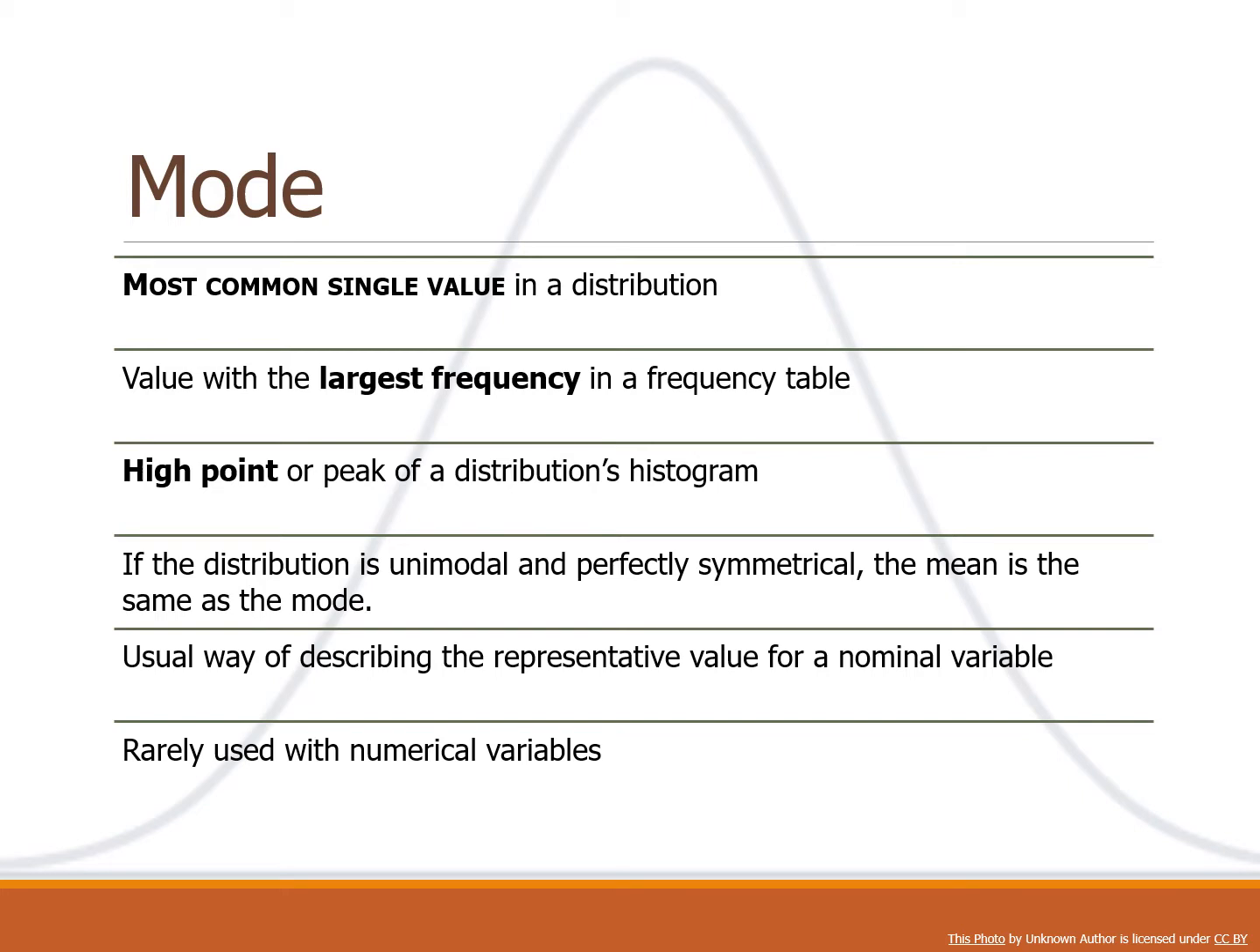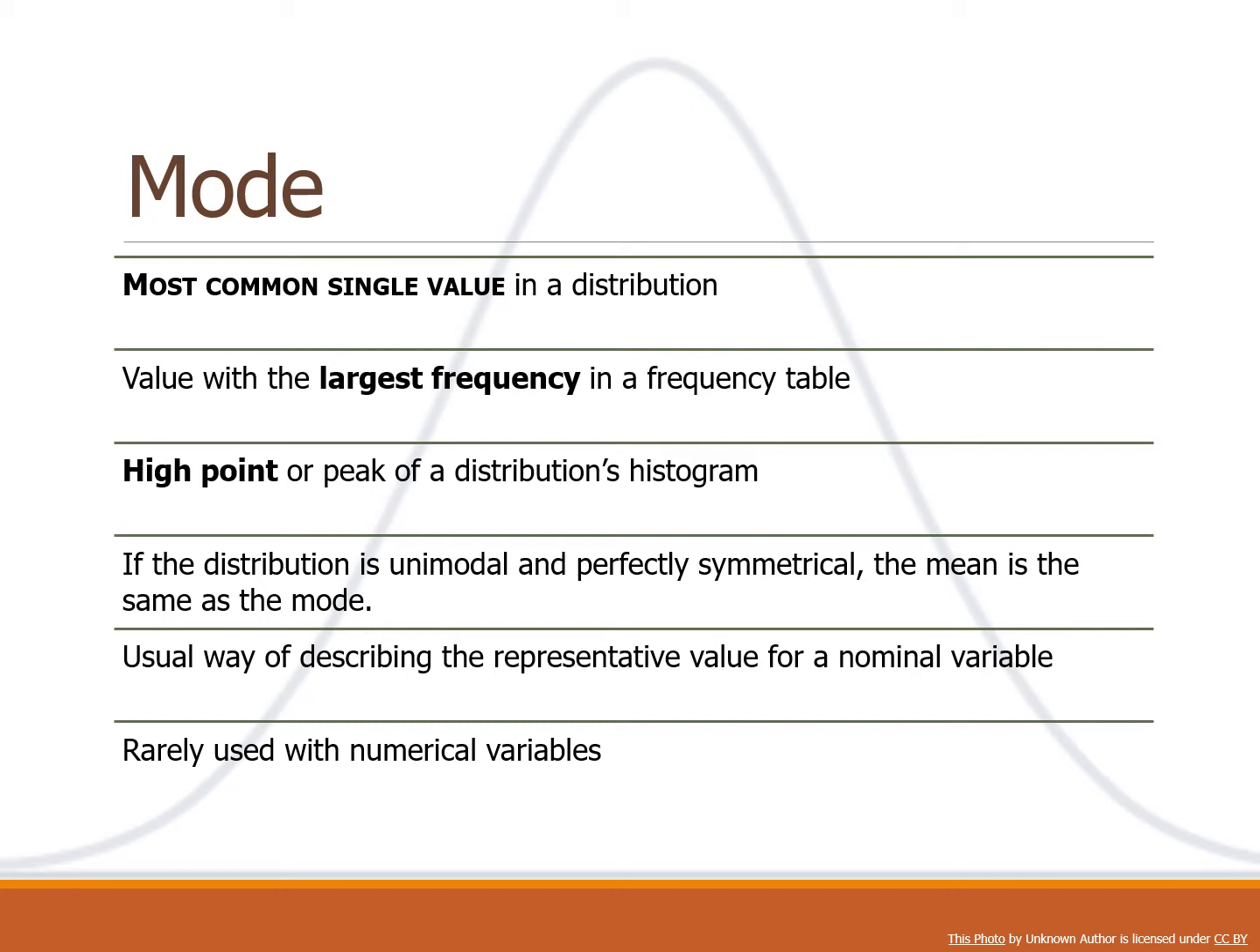And the usual way of describing the representative value for a nominal variable would be the mode. For example, you wouldn't say that you have 2.5 Catholics. If you were doing a survey on religion and you said you have this many Baptists and this many Catholics and this many Muslims and this many Buddhists, you wouldn't average that and say the average person here is Catholic and you have 2.5 Catholics. No, because they are nominal.